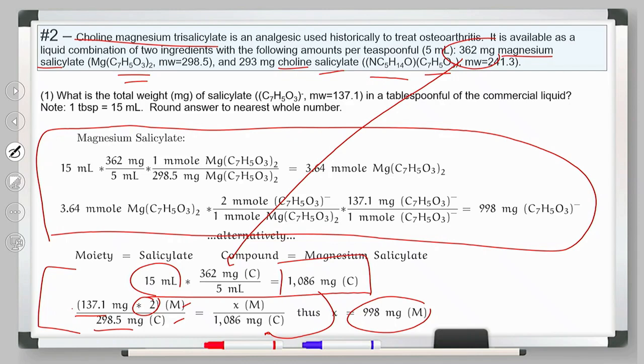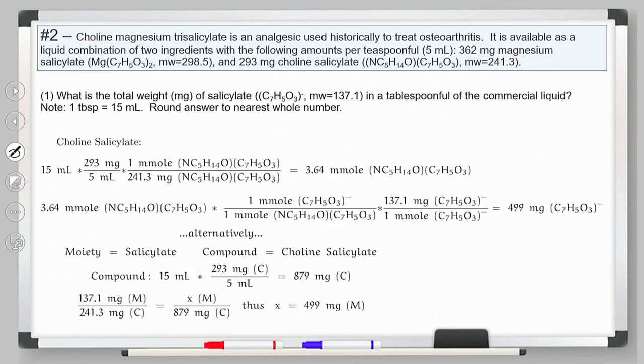So this is definitely an easier way for a lot of you than thinking through this method. And I won't go through this all, but you can see I go from volume to milligrams, from milligrams to millimoles, from millimoles of the compound to the millimoles of the moiety, and then multiply by the molecular weight of the moiety to get its actual weight. So there are multiple ways of doing it, okay?